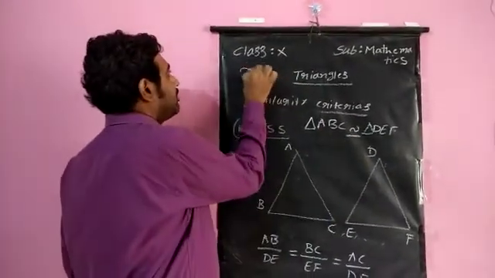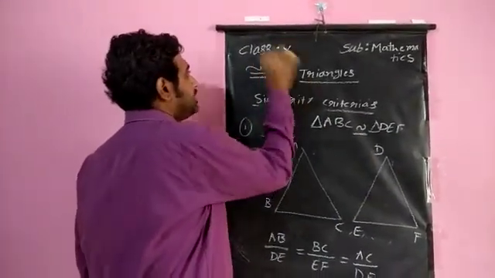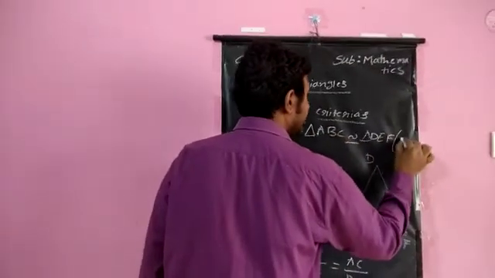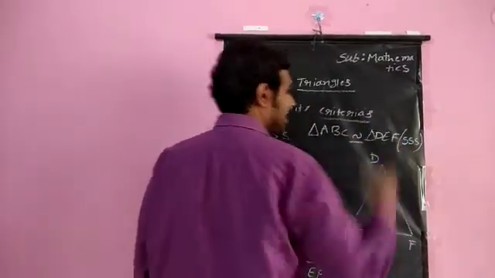For congruence, you will be using this. For similarity, just this is the symbol. Triangle ABC is similar to triangle DEF. How, sir? Means side similarity.